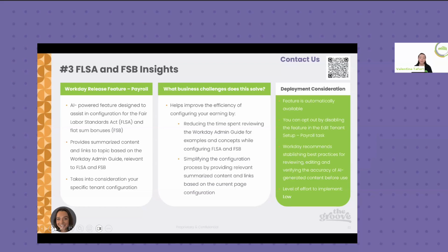You can opt out of it if you want to through the edit tenant setup payroll task. And other than that, Workday really recommends that you establish best practices for using any AI related things. You should be reviewing, editing, and verifying the accuracy of the AI and all its content before you use it. But because this is automatically available, we will call this a low effort of implementation.